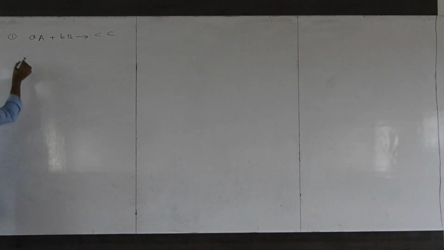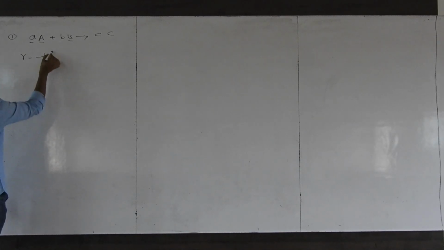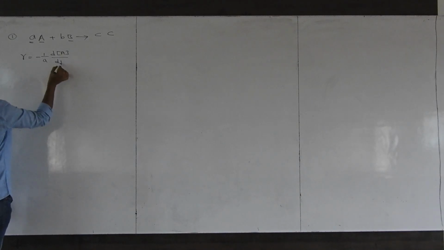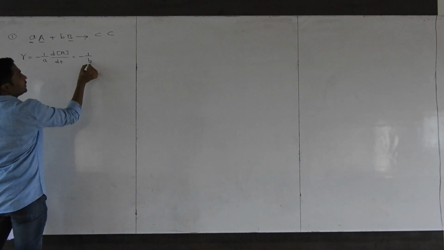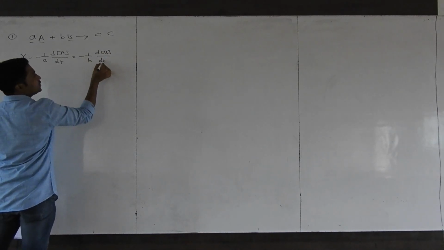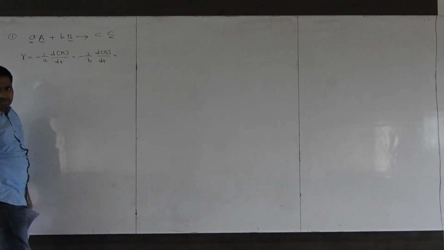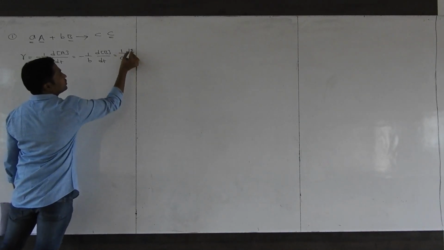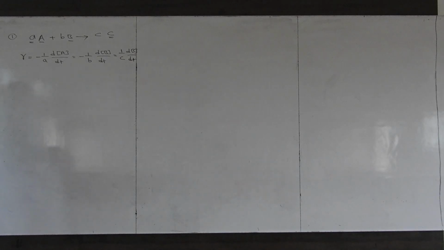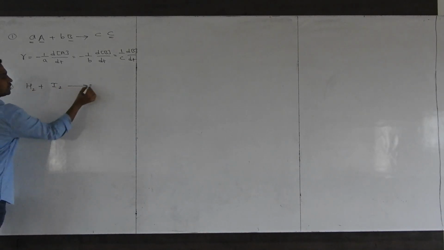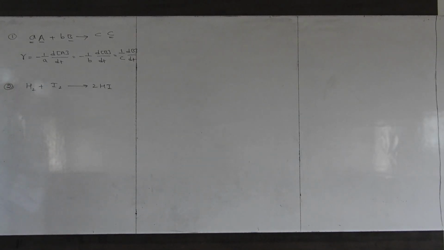Already we know this from the previous class. How can you express the rate of reaction? With respect to a reactant, you have to show it with a negative sign. Whatever coefficient is there becomes a reciprocal, because the whole change has to be measured for one change. So rate is minus 1 by a into change in concentration of A by time change, or minus 1 by b into change in concentration of B by time change. With respect to a product, is it necessary to write a negative sign? No. Then 1 by c into change in concentration of C by time change. Even one more problem you see. Second one: H2 plus I2 gives 2HI. Write the rate of reaction expression in terms of differentiation.